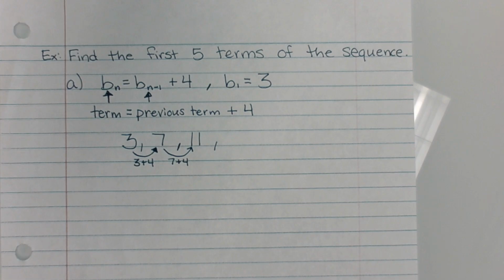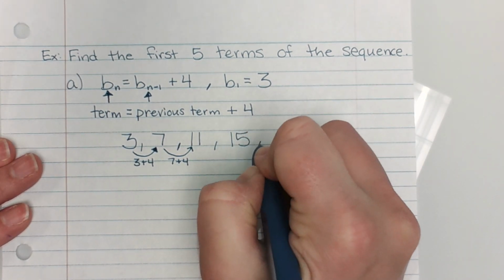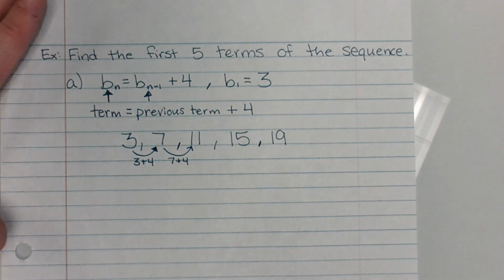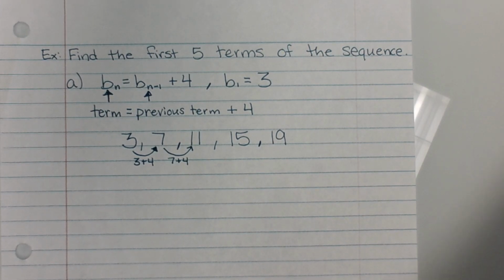How would we find the next term? Previous term plus 4. What's the previous term this time? 11. What's 11 plus 4? 15. How do I find the next term? Add 4 again. 15 plus 4. 19. First 5 terms. That's what all of our instructions are going to be today, is find the first 5 terms.